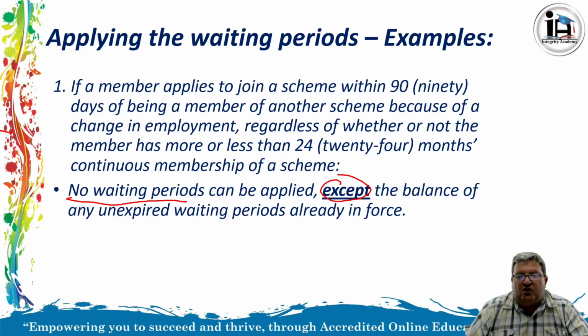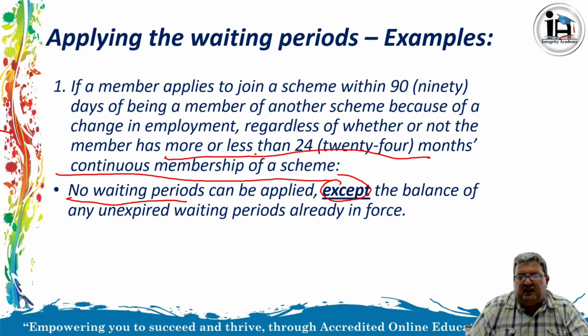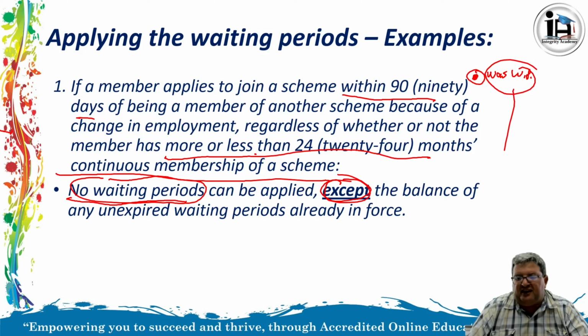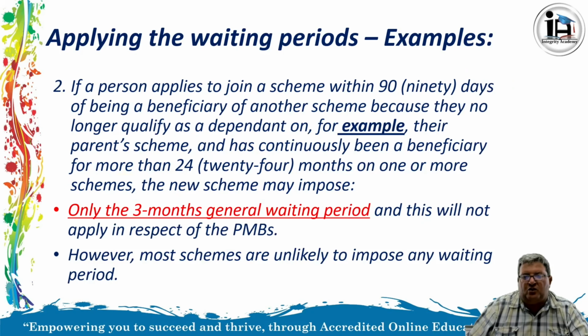So, because he was a member of a medical scheme, has more or less than 24 months continuous membership, and he wants to join them within 90 days, there's no waiting periods, except if there were waiting periods on the scheme. Remember what I said. If there were waiting periods, then that will transfer over to this one. Unexpired waiting periods already in force.